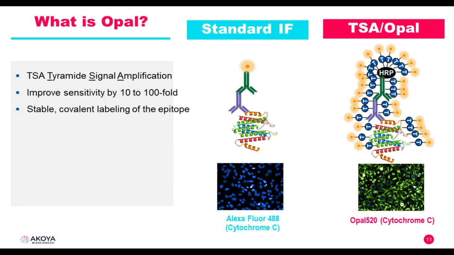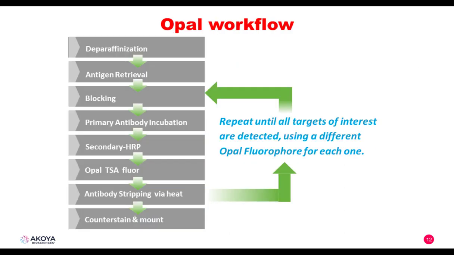So what is OPAL? Many of you have probably heard of tyramide signal amplification or have used it in the past. Tyramide signal amplification technology has been around for 30 years and has been used in thousands of publications. TSA uses HRP to amplify the signal and covalently bind to the epitope. This covalent binding is what allows us to stain, strip, and then stain for the next antibody without fear of cross-reactivity.